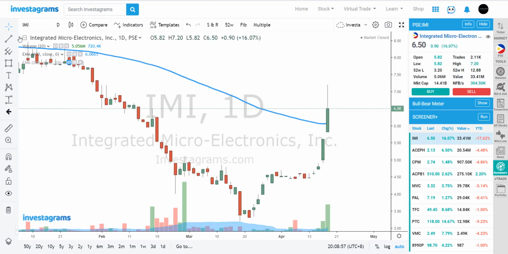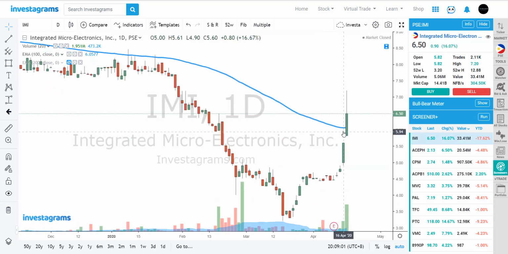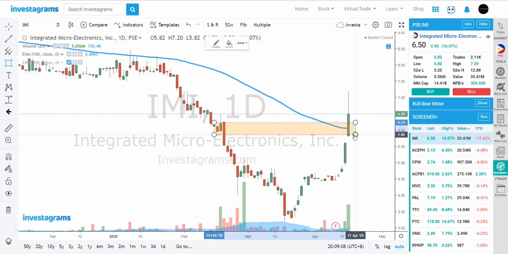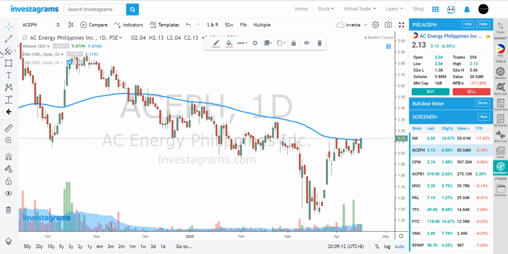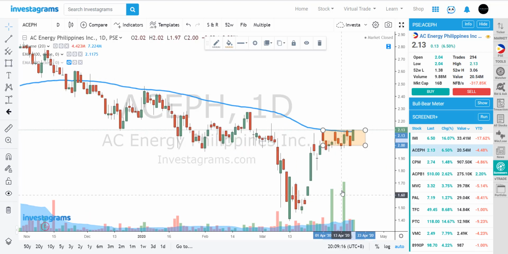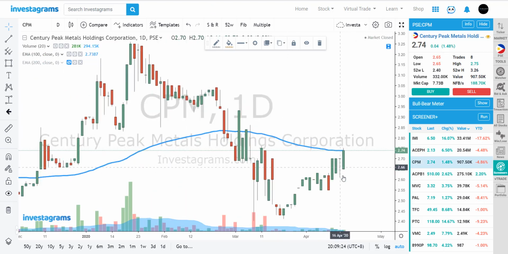So we see here that, okay, IMI had that initial snap here. So this is a critical resistance point, and then price breakout here. And then ACE-PH slowly creeping in on the box range. Then we have some volume building up here, and then slowly the price is breaking out, right? CPM, quite an illiquid stock, but yeah, there, price is gaining some strength.